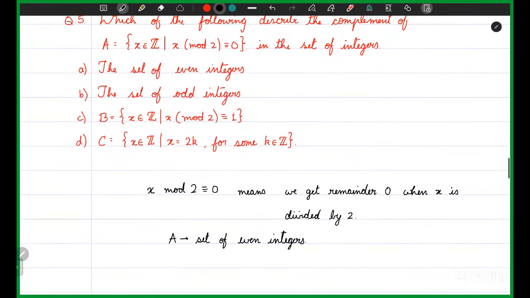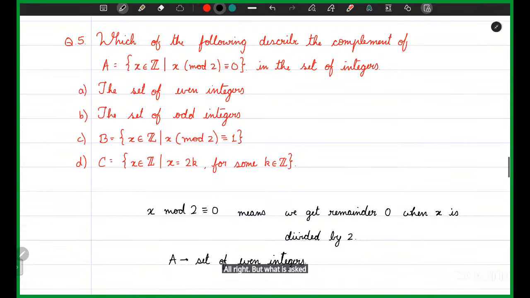All right. But what is asked is the complement of A, as many of you pointed out. So what is the complement of the set of even integers in the set of integers? The set of odd integers. B and C, they're odd. So the complement of a set cannot be itself. So this is wrong.